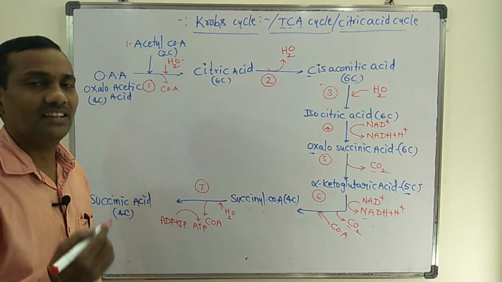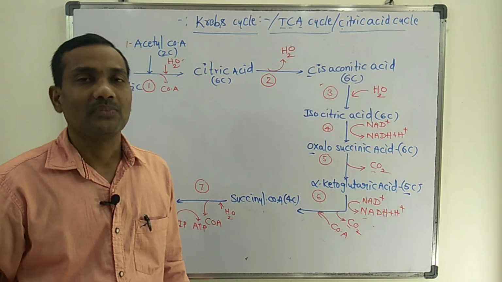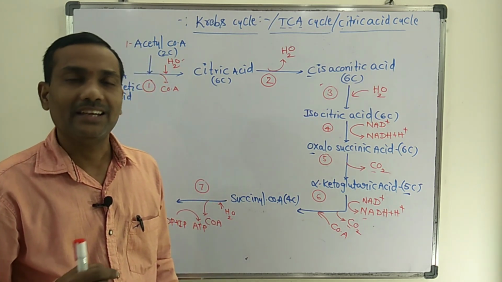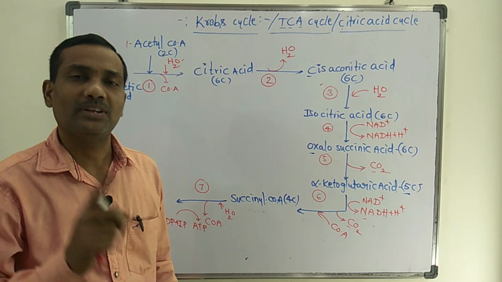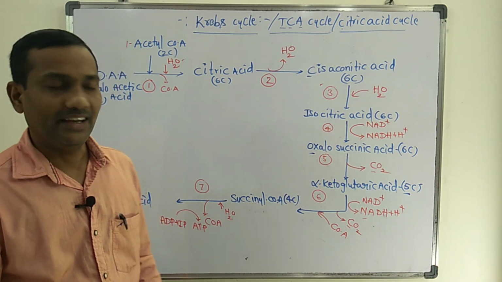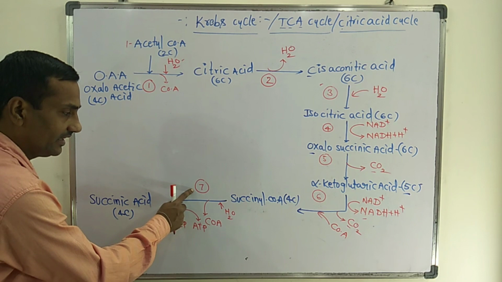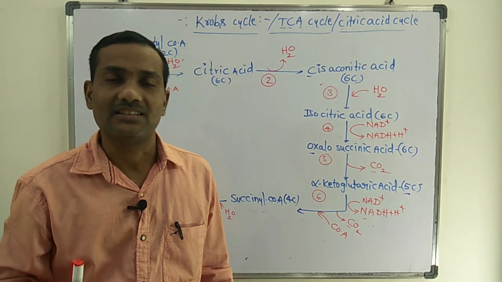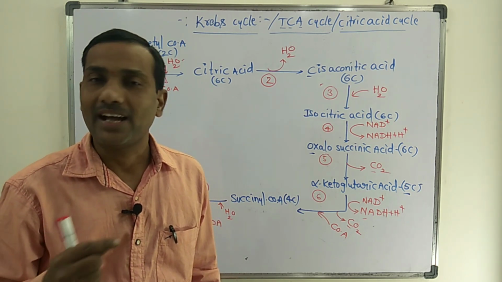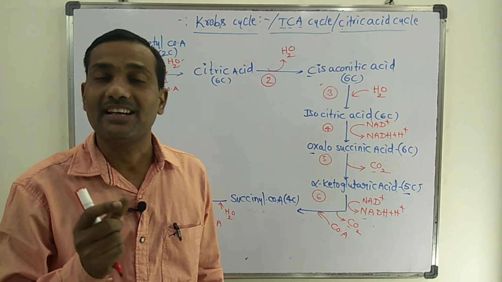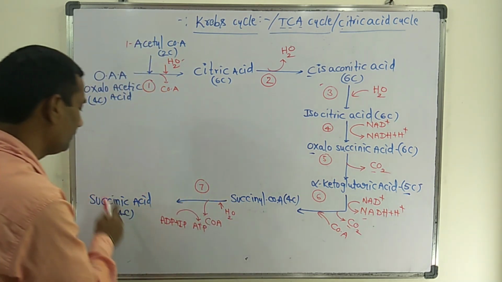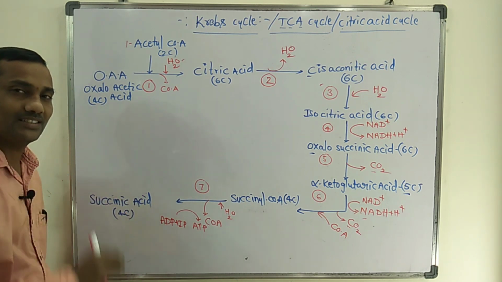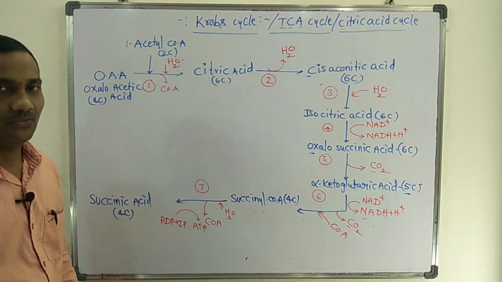Whereas in animal cells, GTP is produced at the same step. That is guanosine triphosphate, which is equal to one single ATP molecule. This cleavage step reaction occurs in the presence of thiokinase, the enzyme that catalyzes the conversion of succinyl CoA to succinic acid. Till now, we have discussed a total of 7 steps of the Krebs cycle.